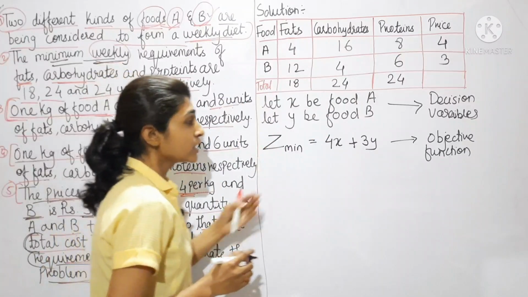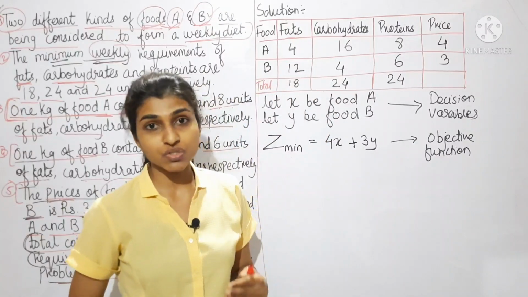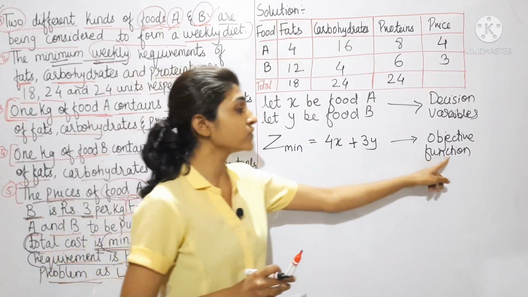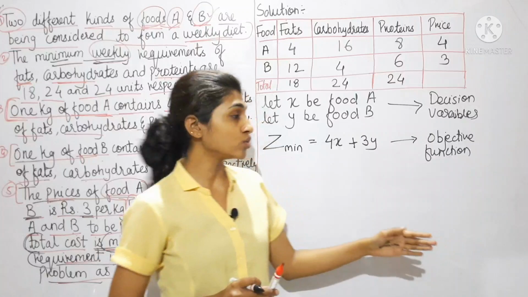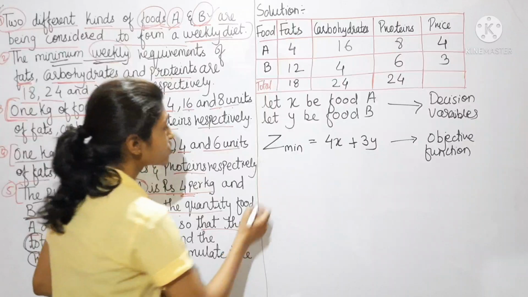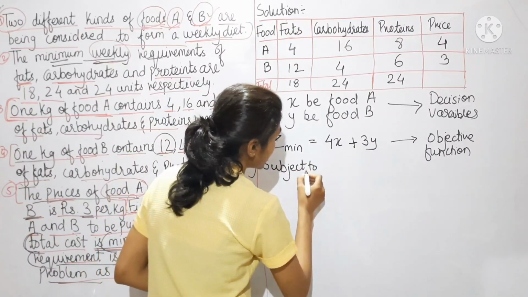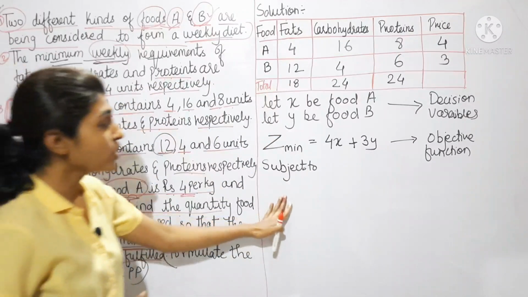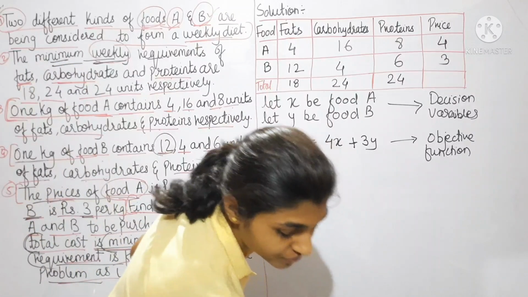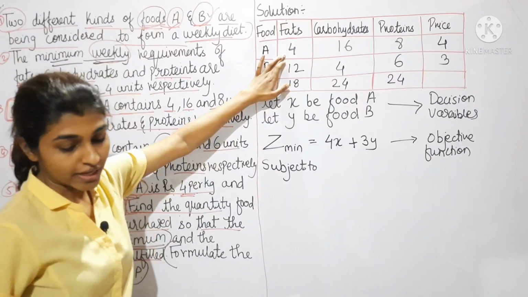Now step 2 is done. The third step is to identify constraints. Constraints are the limitations or restrictions which are stopping us from achieving this objective function. And the next step is the non-negativity constraint. So, subject to the constraints, in this way we have to formulate. The first constraint is fats.